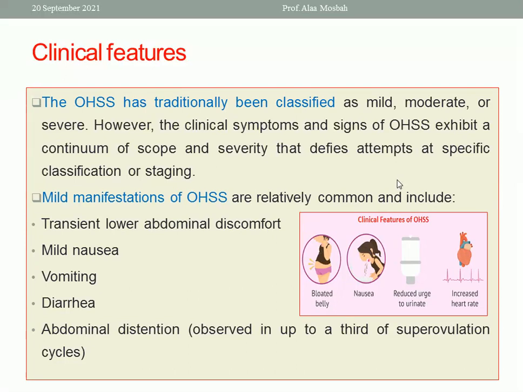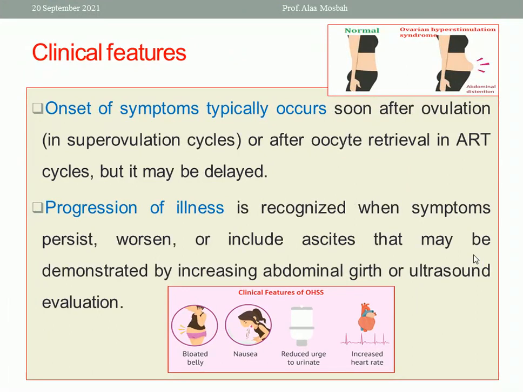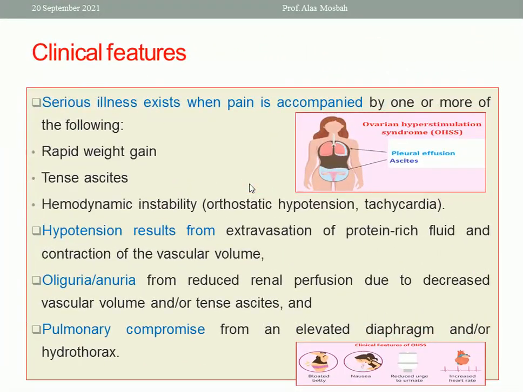What are the clinical features? The clinical features may be mild, just mild nausea, vomiting, diarrhea, abdominal distension, or become worse or prolonged with time and progress to be severe, with more abdominal distension, with development of ascites, with enlargement of the ovary, with severity of the vomiting and the diarrhea and the abdominal pain, with rapid increase in body weight, with tense ascites, with hemodynamic instability like hypotension, tachycardia.